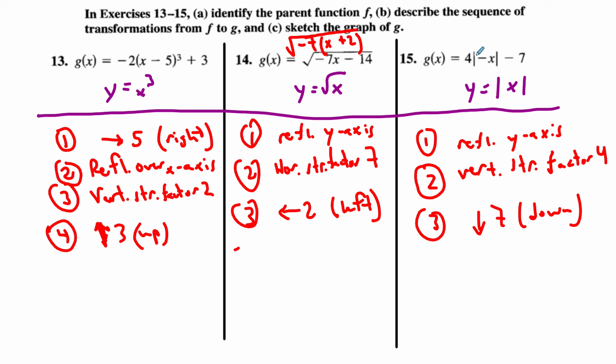Now, the weird thing is, without this negative, that is if I just did absolute value of x times 4 minus 7, I'd still get the same graph because reflecting this doesn't change anything.